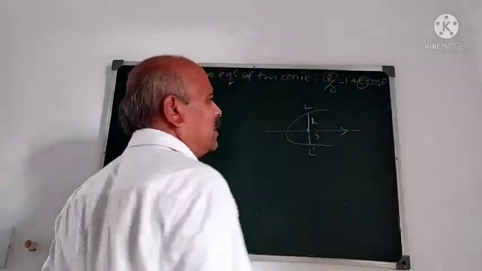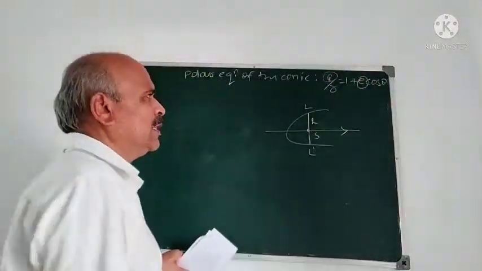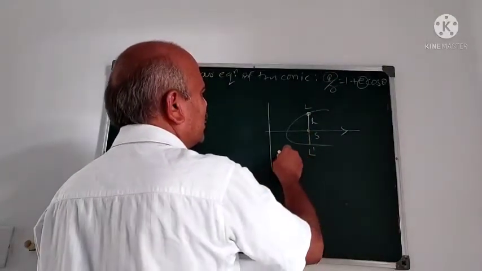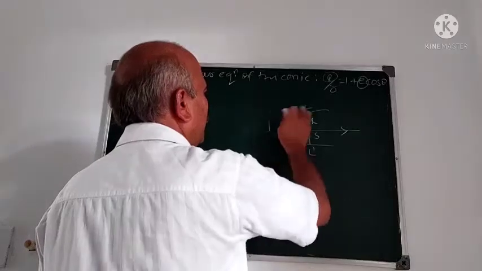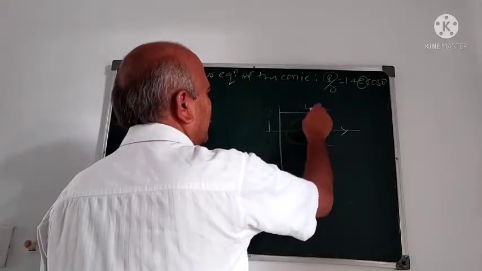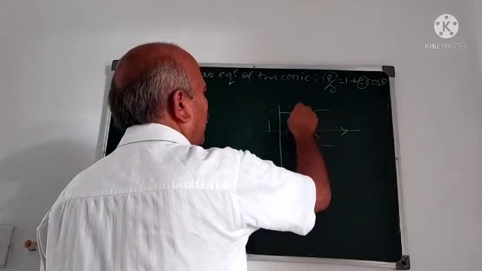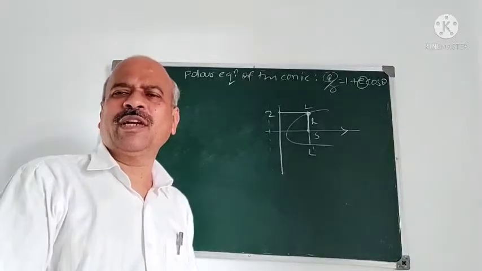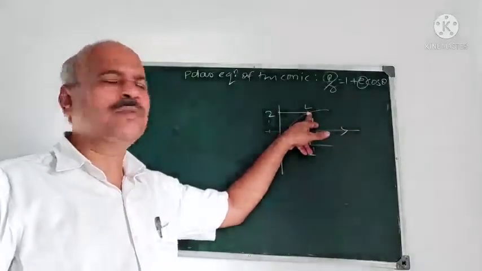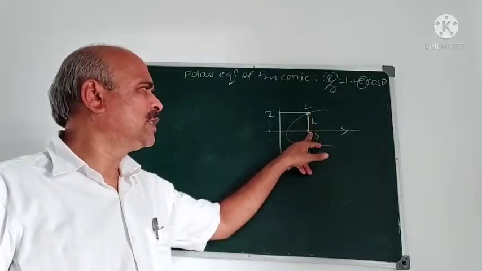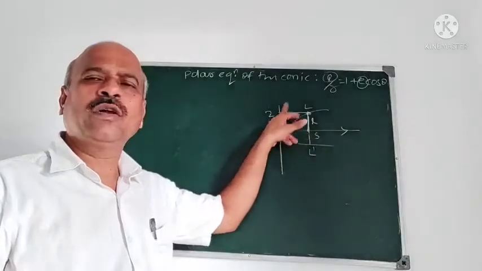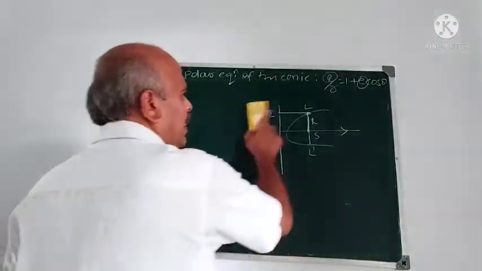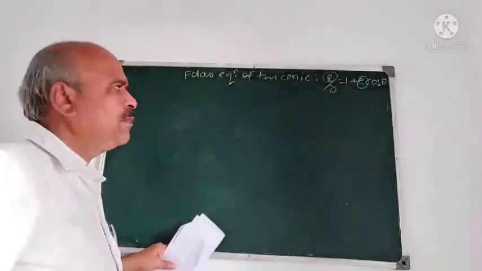What is the eccentricity of the point? What do you mean by eccentricity? Suppose this is the directrix, then SL upon SZ is always constant. A conic section is defined like that. It is the locus of a point which moves such that the ratio of its distance from the fixed point to the fixed line is always constant. That is called eccentricity.